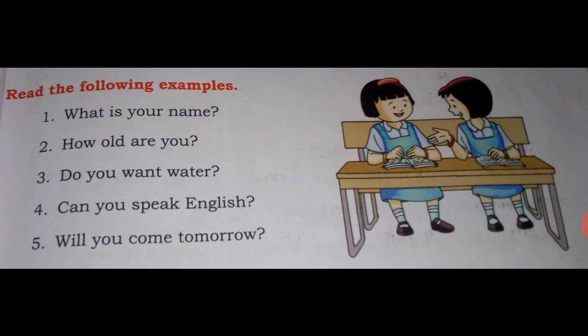So this girl is asking the other girl, what is your name? How old are you? Do you want water? Can you speak English? Will you come tomorrow? See, so these are all called interrogative sentences and they end with a question mark. If you observe these questions, you can find what, how, do, can, will.